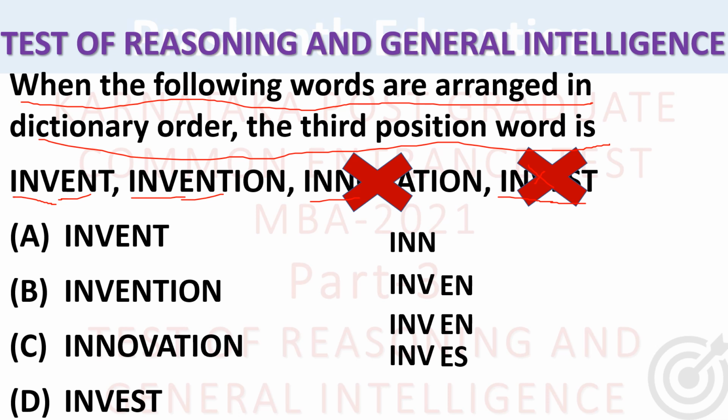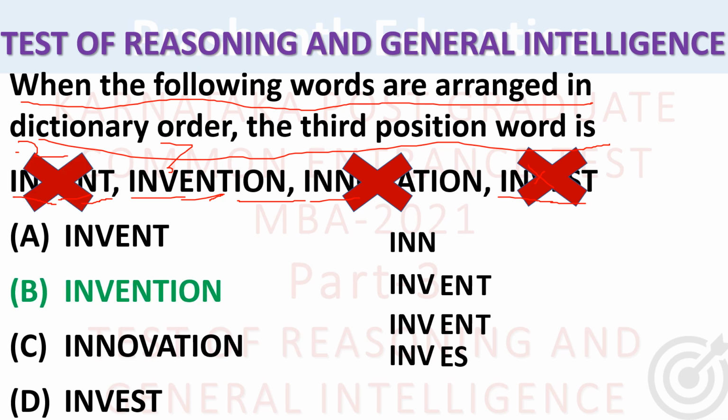Now we are left with invent and invention. Easily looking at this, we can tell which comes third. Why? Because till T, it is common. Only ION is extra. So invent will come in the second place and invention will come at the third place. So the correct answer would be invention.